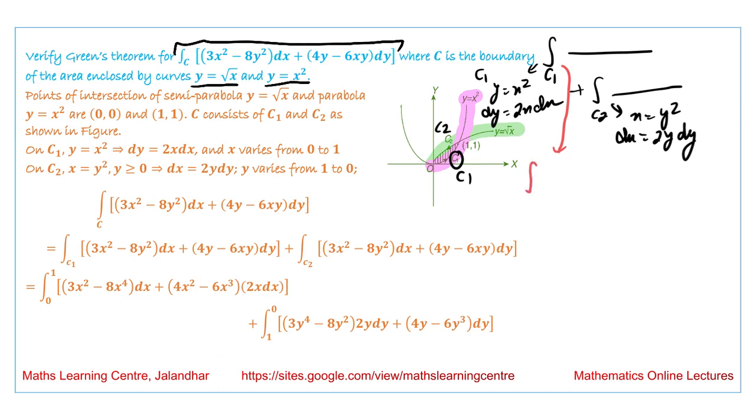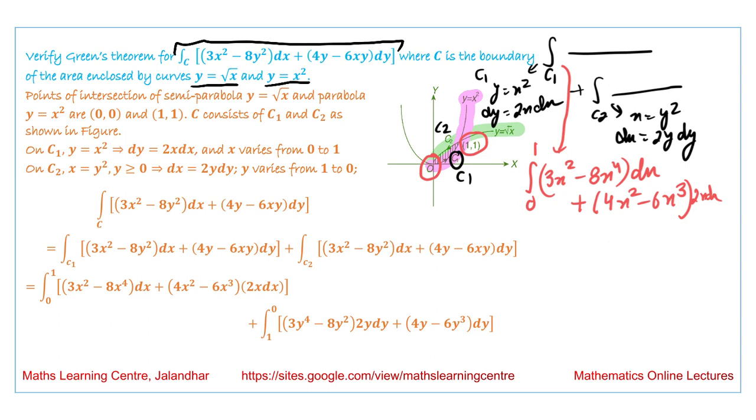We are changing the value of y to x, and the limits of x are varying from 0 to 1. In place of y we are writing x square, so we have 3x square minus 8x raised to the power 4 into dx, plus 4 into x square minus 6x cube, and in place of dy we have 2x dx.